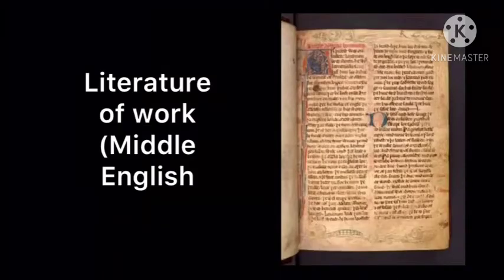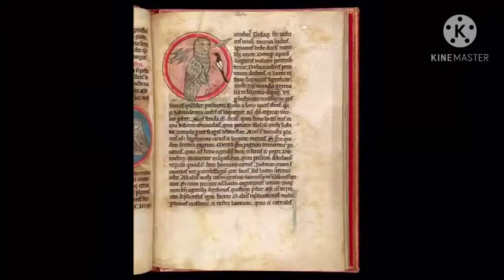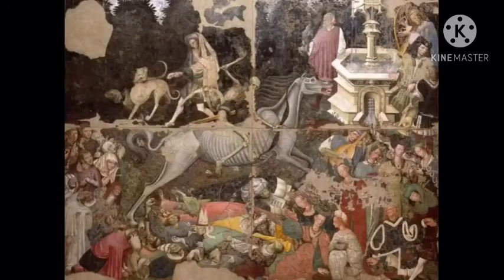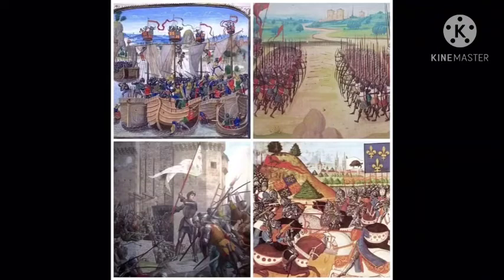Next, literary works of Middle English. Poetry: Layamon's Brut, The Owl and the Nightingale, produced in the first quarter of the 13th century, Robin Hood, and the last, The Canterbury Tales by Geoffrey Chaucer. And two dramas, The Black Death and The Hundred Years' War.